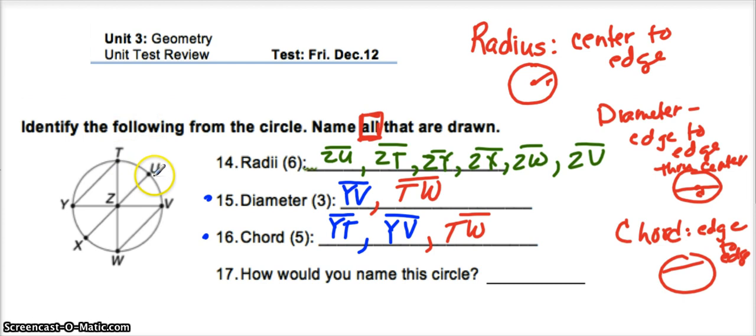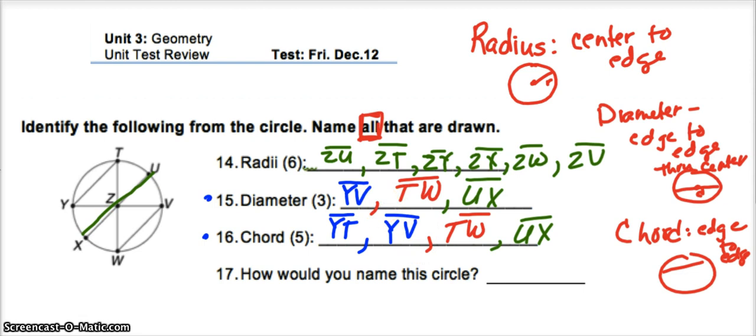So now I'll move on to U. We've got UX. UX goes side to side, edge to edge. So that makes it a chord. It does go through the center. So UX is also a diameter.